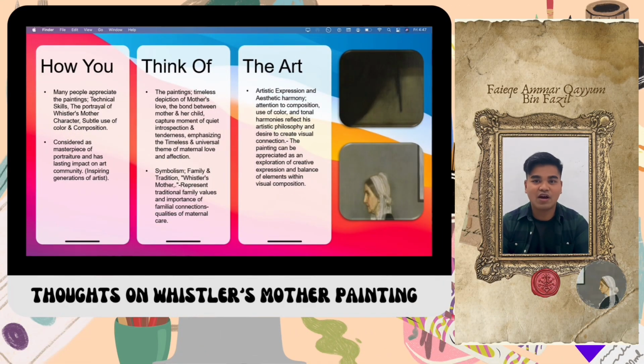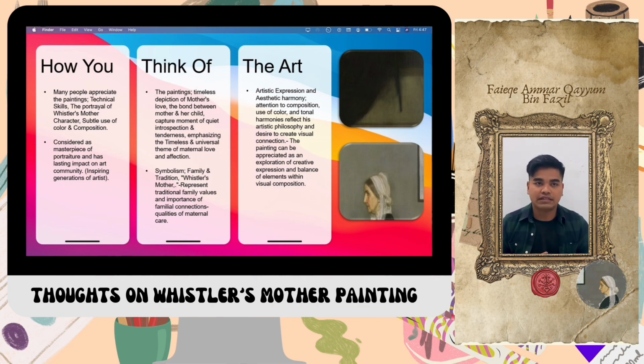The last one is about what you think of the art. Many people appreciate the painting because of its technical skill, the portrayal of Whistler's mother's character, and subtle uses of color and composition. It is also considered a masterpiece of portraiture and has had a lasting impact on the art community because it has inspired generations of artists. The next one is about the painting's timeless depiction of a mother's love, the bond between mother and child, capturing a moment of quiet introspection and tenderness, emphasizing the timeless and universal theme of maternal love and affection.